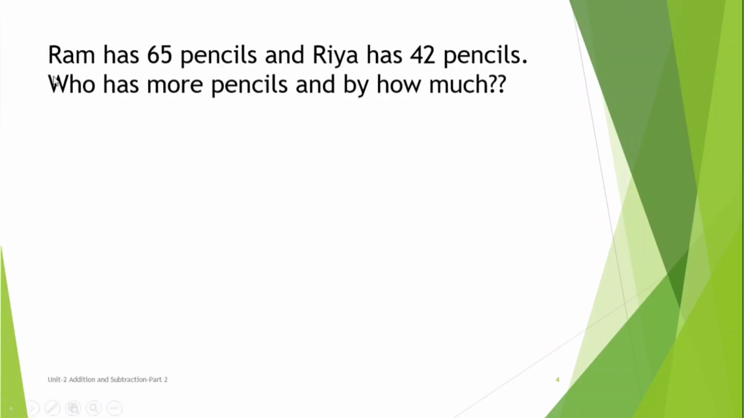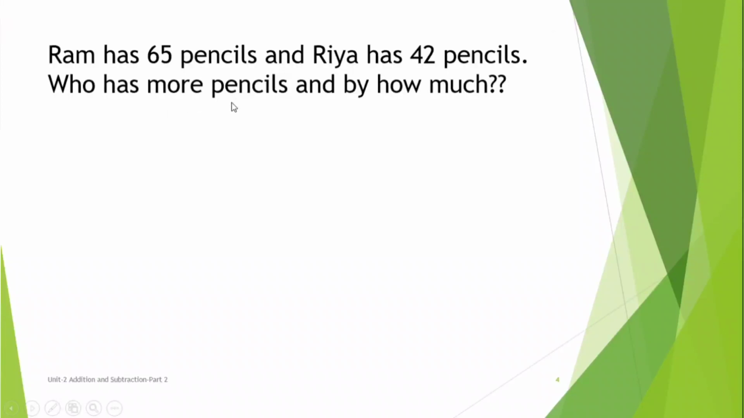First of all, we'll read the word problem and locate the keyword. Ram has 65 pencils and Riya has 42 pencils. Who has more pencils and by how much? We'll locate the keyword in the statement. The keyword in the statement is "by how much". This keyword states that this sum is related to subtraction.